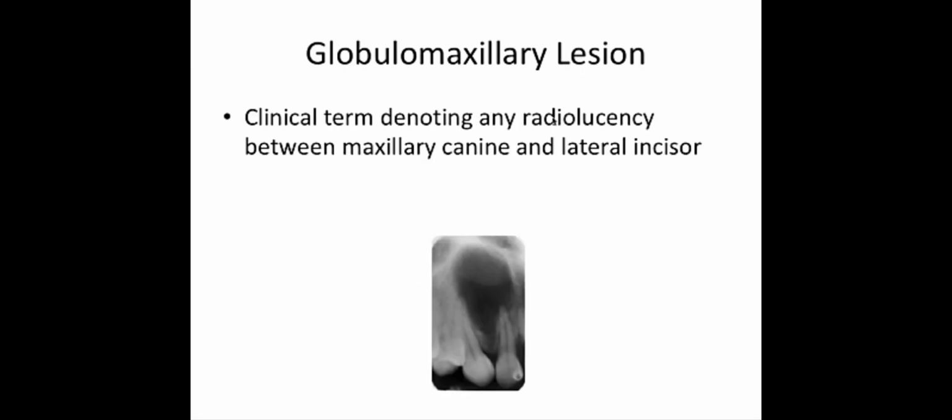Globulomaxillary lesion is a fancy clinical term denoting any radiolucency between, and this is very specific, the maxillary canine and the maxillary lateral incisor. That's very specific, and this is not a diagnosis. The other things we've talked about are diagnoses. This is just a clinical description of this exact manifestation.